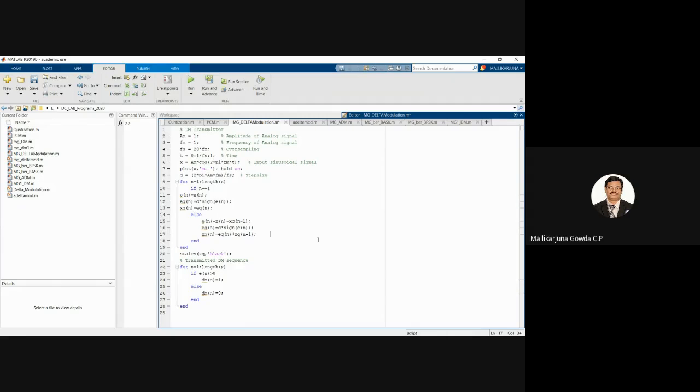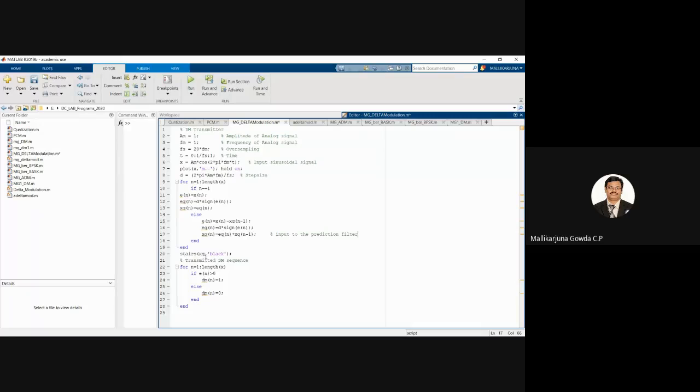I will write here comments. Input to the prediction filter, right? So two ends, one is for if and another is for else. It is done, right? Then I am going to draw the staircase waveform.